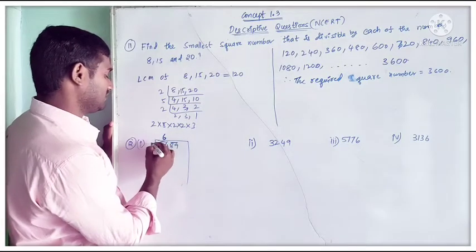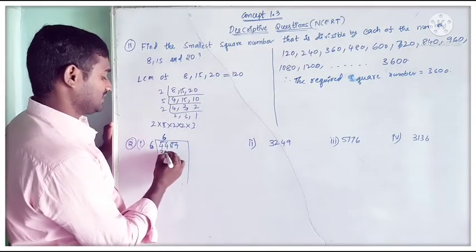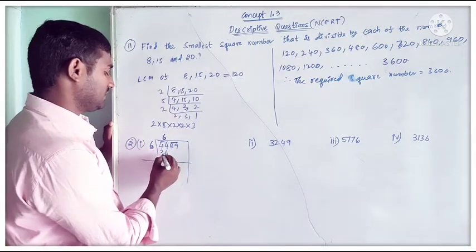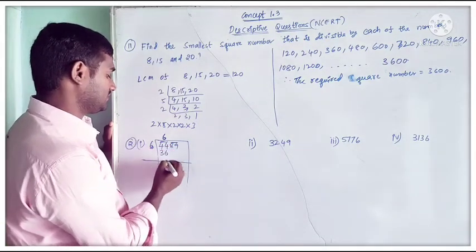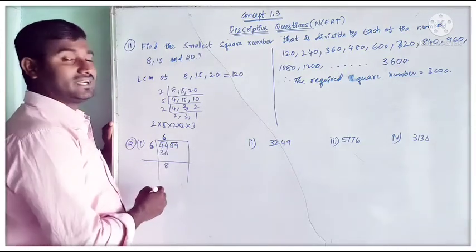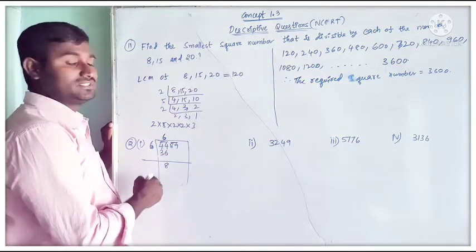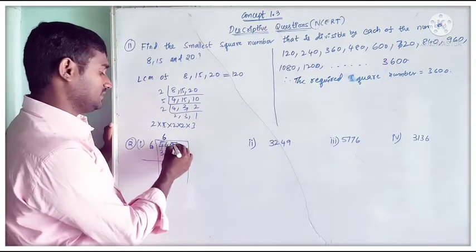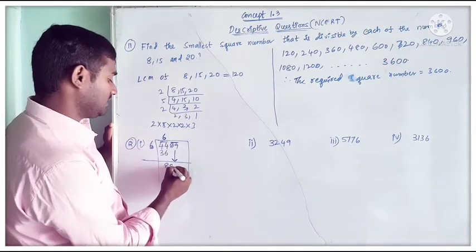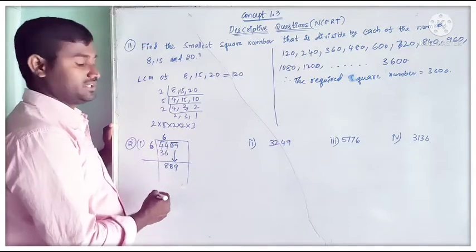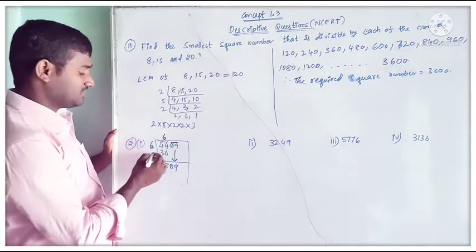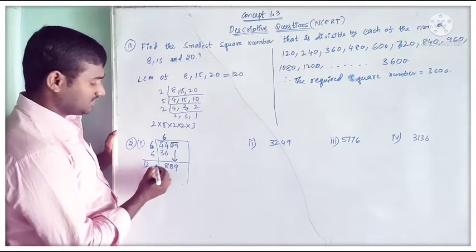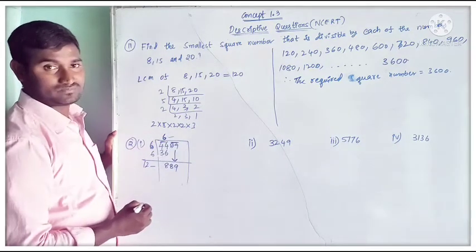Here we need to write the number 6. Next, subtract: 44 minus 36 is 8. Next, draw down the bar number. Under the next bar the digits are 89, so we write 89. Next, we add this 6 to the 6, so 6 plus 6 is 12. Here one digit will come.